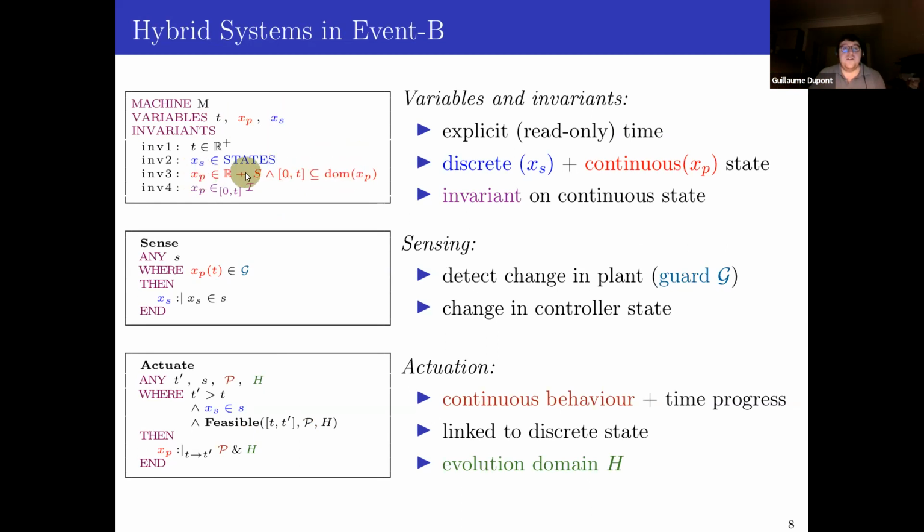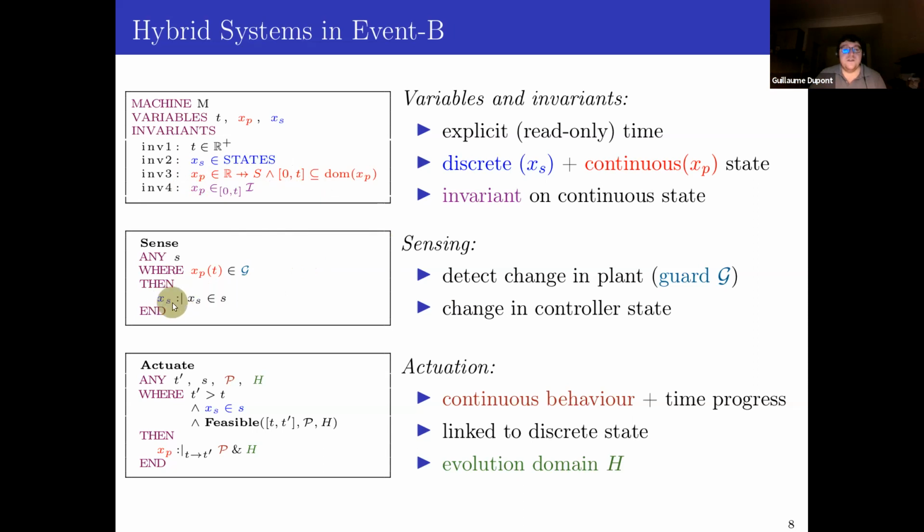We find here that x_p, the continuous state, is a function of time, at least defined on [0,t]. And we also have here a general formulation of the safety. Basically, we want that at any time between 0 and t, the variable remains in some set I, which is I for invariant.